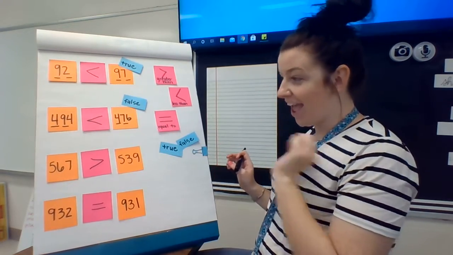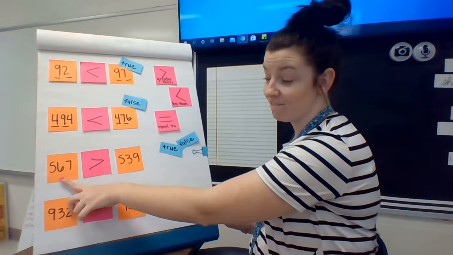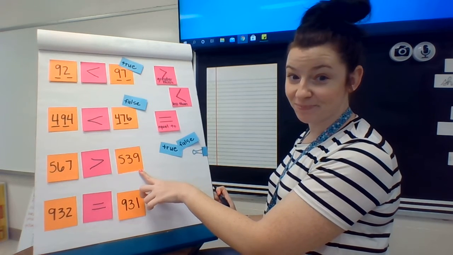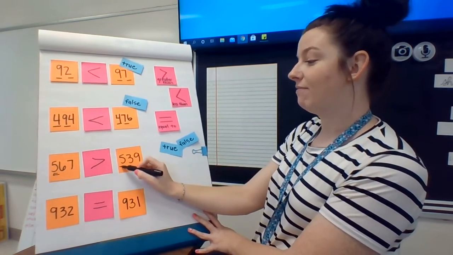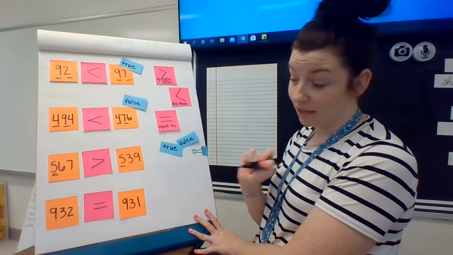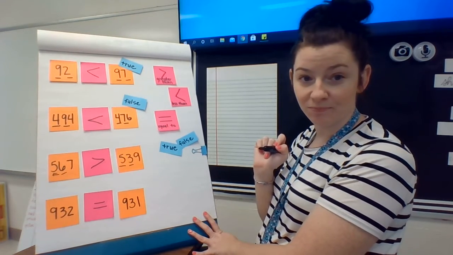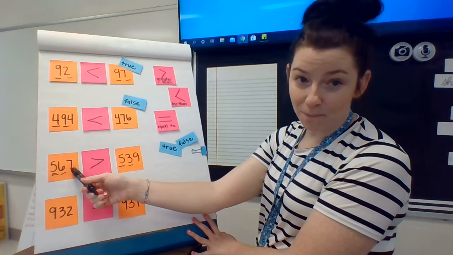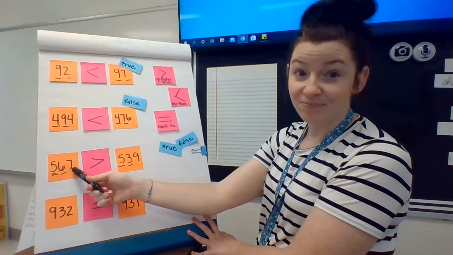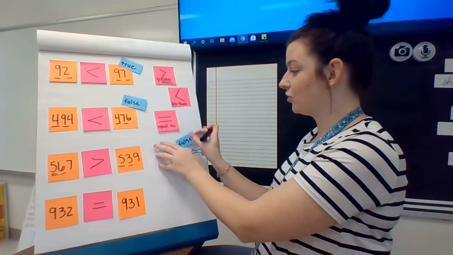Let's keep going. We got 2 more. I have 567 and I have 539. This says 567 is greater than 539. What do you think? Let's check. In my hundreds place, I have a 5 and a 5. In my tens place, I have a 6 and a 3. Which one's bigger, 6 or 3? 6. So this number's bigger, and my alligator mouth is eating this number. Is it right? It is. If I say 567 is greater than 539, that's true. It is correct.